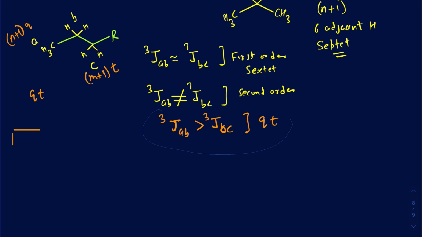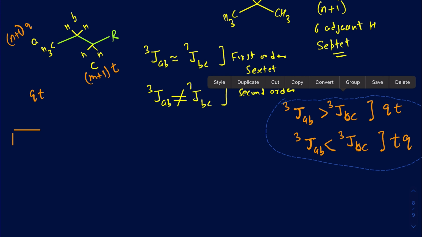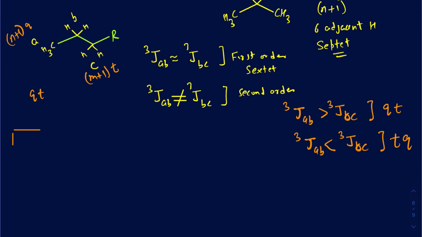And then the opposite would be true if your coupling constant between AB is actually smaller than the coupling constant between BC. So in that case, you would have C being shown first, and that would be a triplet first, and then after the triplet you would have a quartet. So that's how you know whether you're going to be seeing a quartet of triplets or a triplet of quartets. It really depends on whichever coupling constant is actually bigger.